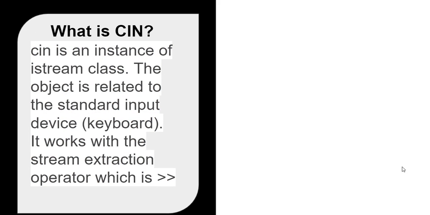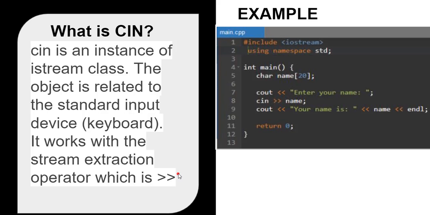So what is exactly a cin? In C++, it's called console input. If we're going to define cin, it is an instance of the input stream class. The object is related to the standard input device, your keyboard, and it works with the stream extraction operator. In this case, we will be using this symbol. This is what we call the extraction operator. Okay, so let's have an example here.